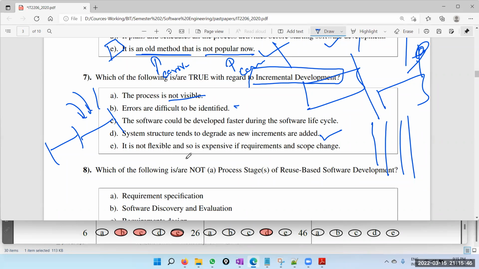"It is not flexible and so expensive if requirements and scope change." No, right? This is where we can easily absorb changes. It is flexible because we do it in iterations. So we'll say no.